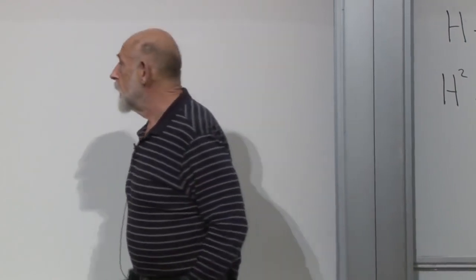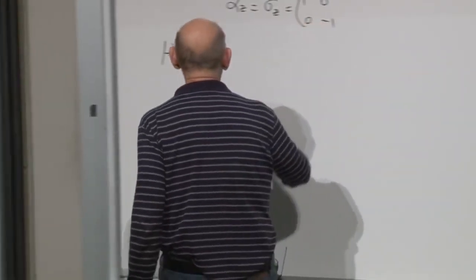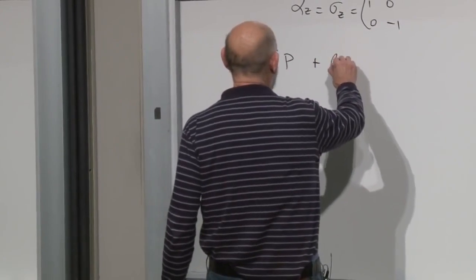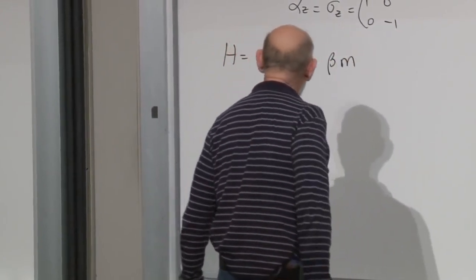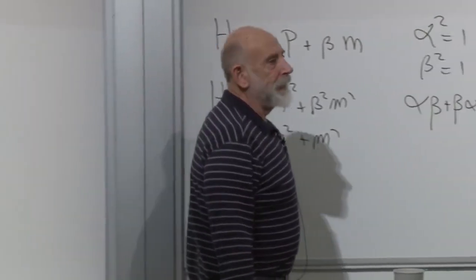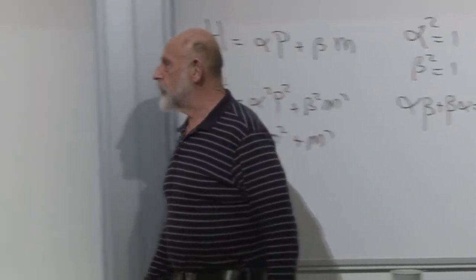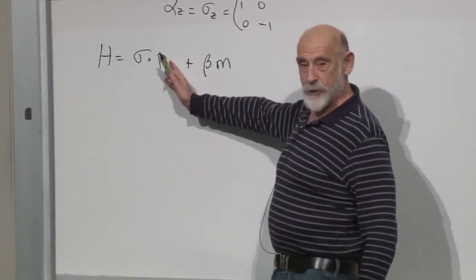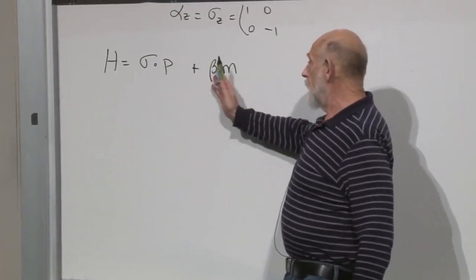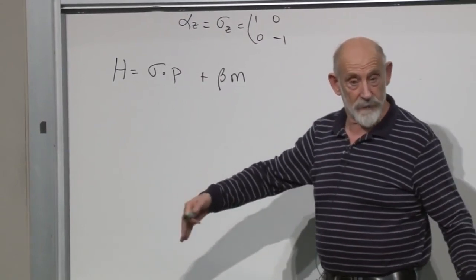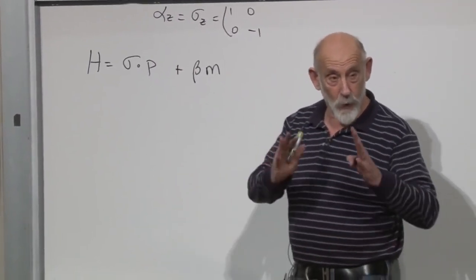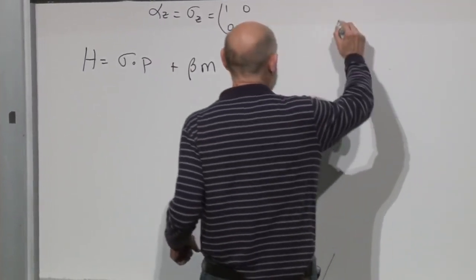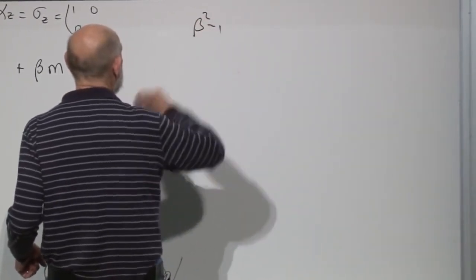What do we have to do? So you might think, well, what we have to do is put another beta m here. Let's try that. What are we going to require? When we square H, we're going to get the usual sigma squared p squared, which is just p squared. We're going to get, assuming the square of beta is 1 again, let's assume beta squared is 1 again.